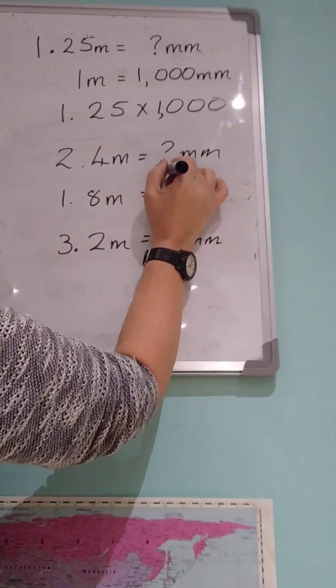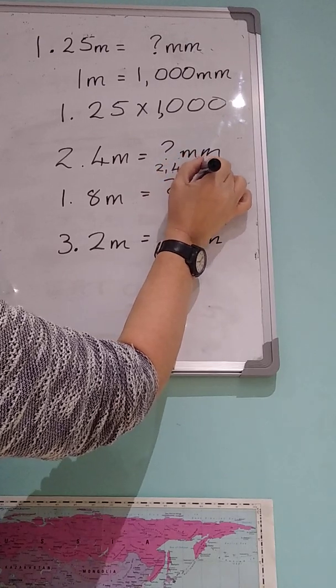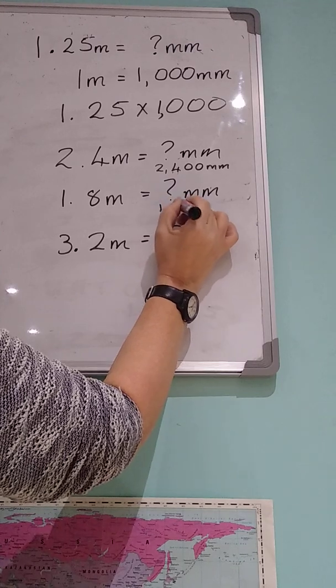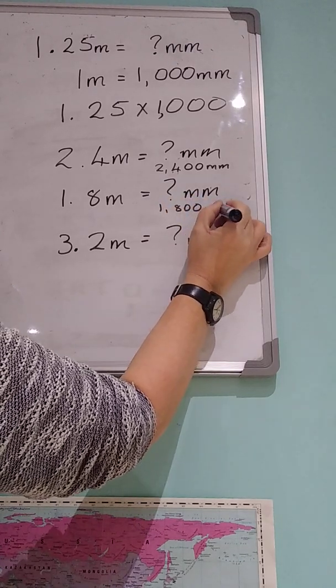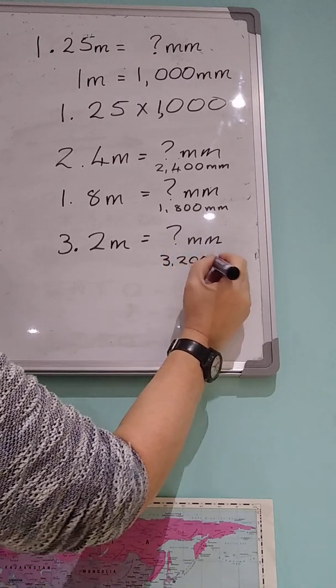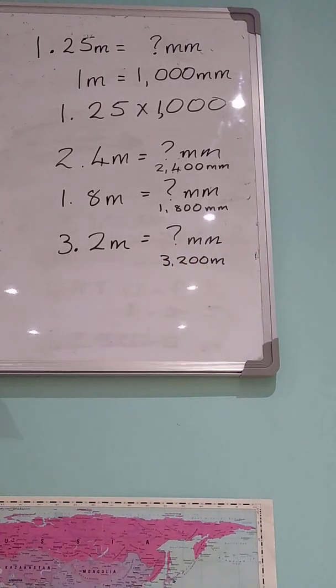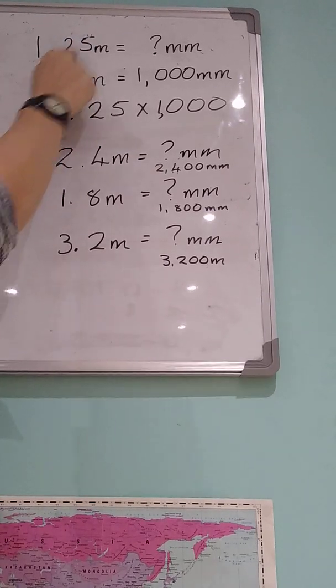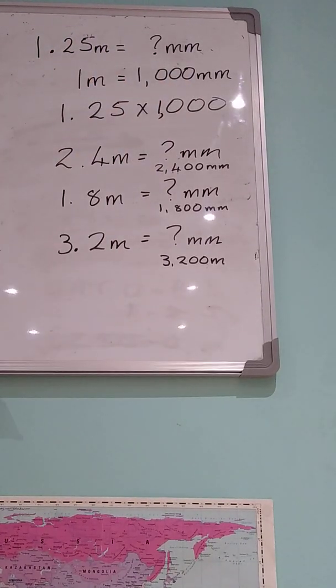This one is 2,400 millimetres. This one is 1,800 millimetres. And this one is 3,200 millimetres. Okay, so hopefully the next time you come across this in your mental maths, you're going to be more sure of what you're doing. This is to change metres into millimetres. You have to multiply by 1,000. Good job.